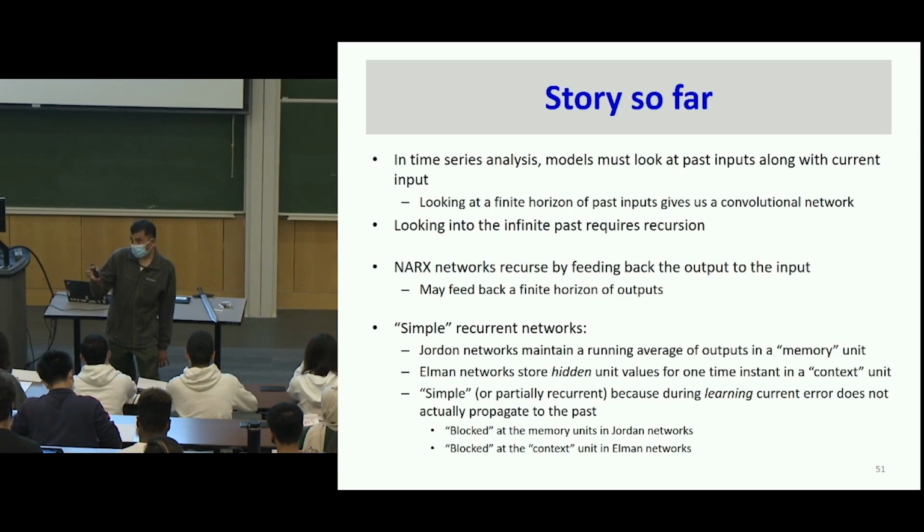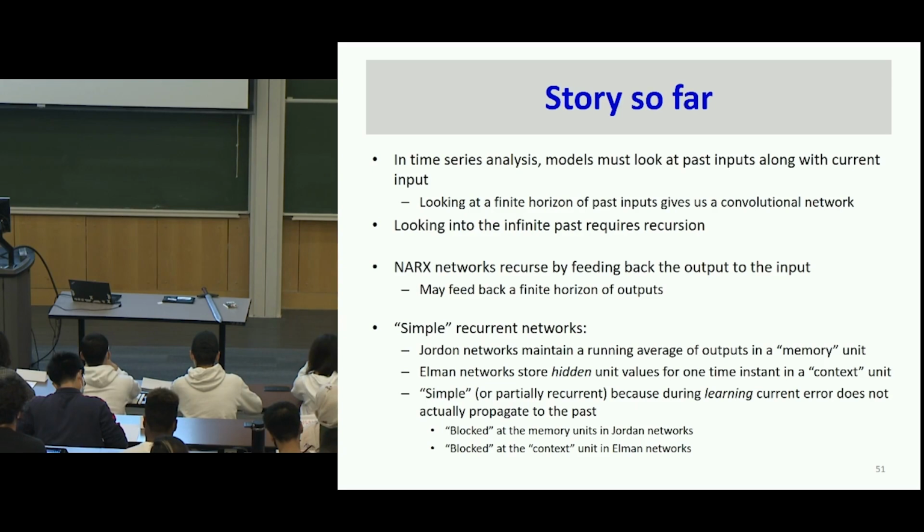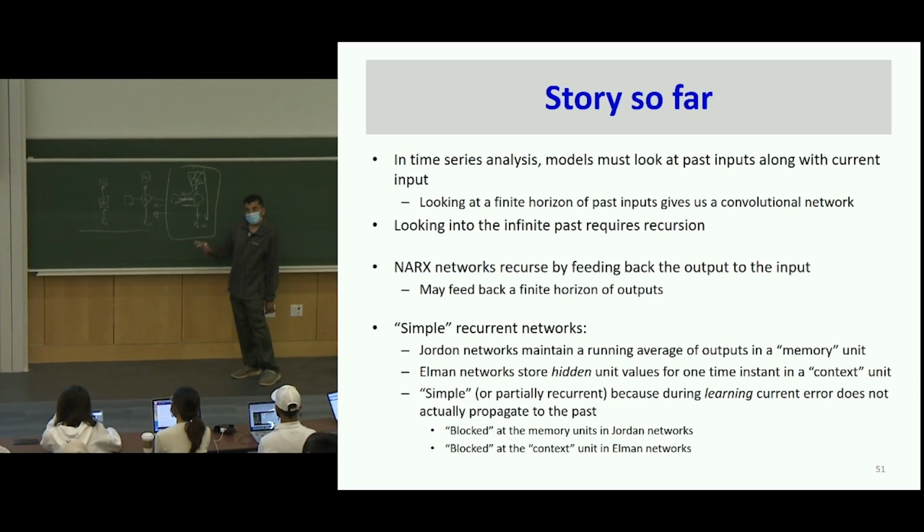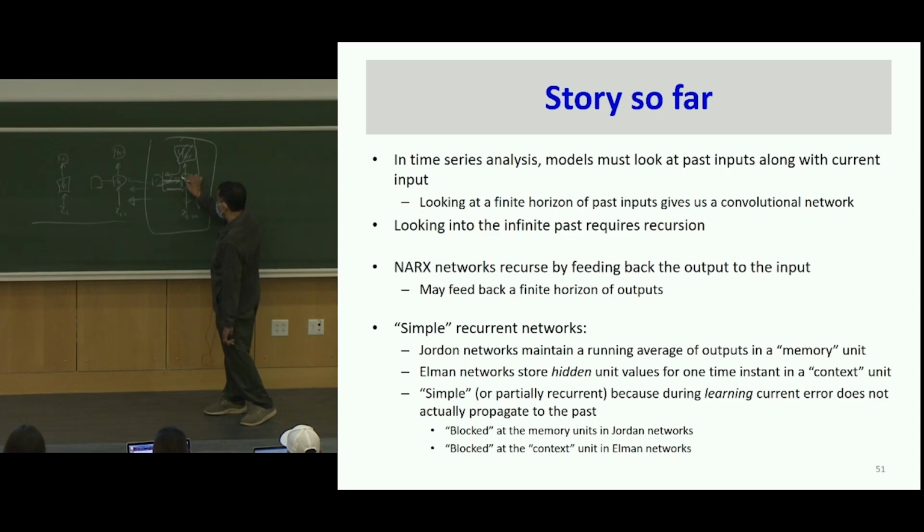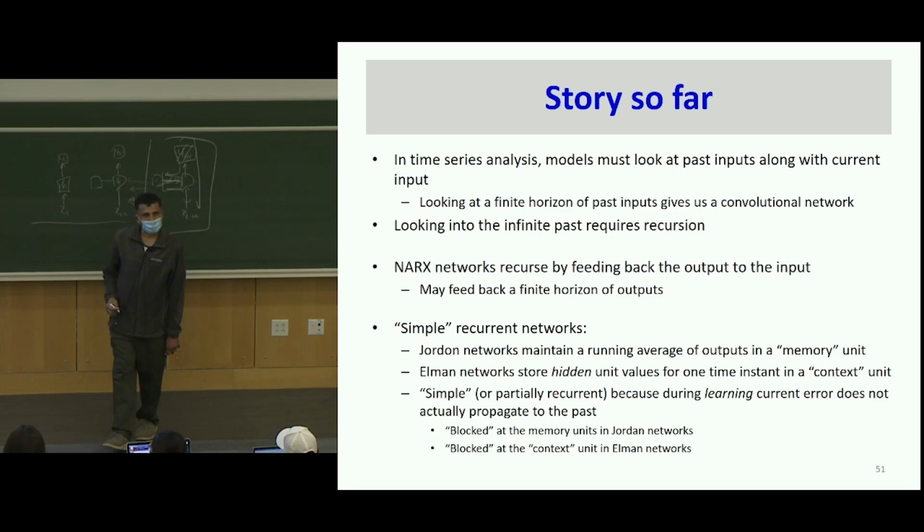And to understand what I mean by true recurrence, you have to consider the situation where you have an error happening only at some distant time, and all the other outputs are accurate. If that is the case, then the only place where any gradient is passed to update the network is locally at this time. This doesn't consider the fact that the error over here is an accumulation of everything that happened in the past. So these are simple recurrent networks.